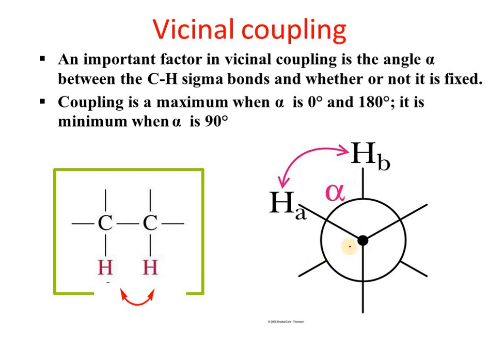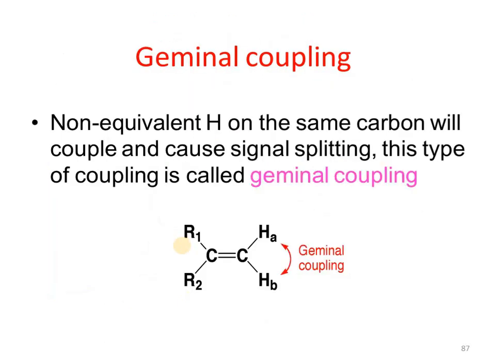Coupling is maximum when alpha is 0, that is, when they both coincide, and when they are at maximum distance apart, at about 60 degrees. Coupling is maximum when alpha is 0 and 180 degrees, and it is minimum when alpha is 90 degrees. So in vicinal coupling, the hydrogens are present at adjacent carbons. The coupling constant value for this will be discussed later.